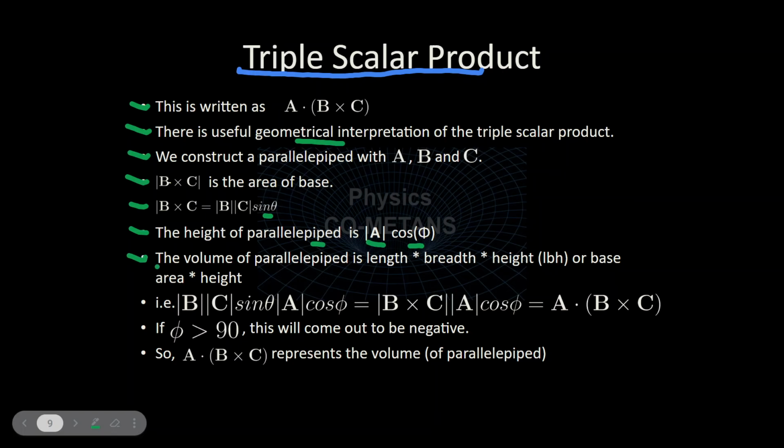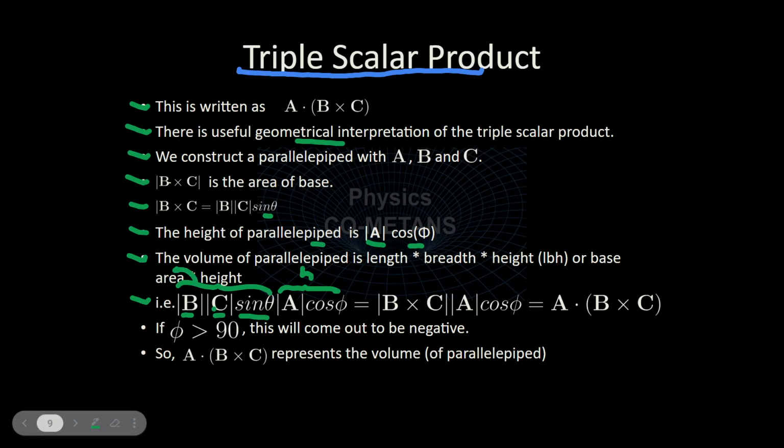So the volume, now how can we find out the volume? Base area into the height, or else length into breadth into height if it is a cuboid. So volume can be written as base area. Base area is modulus of b, modulus of vector c, sine theta times the height. This is the height, and this one is the area.